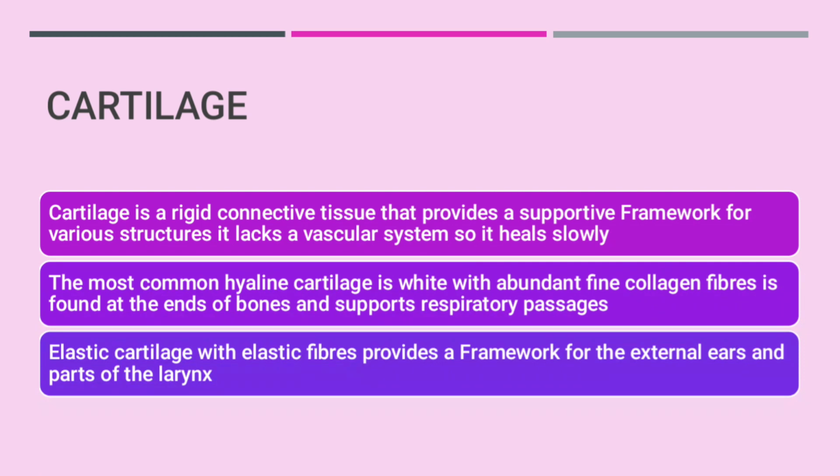the larynx. So cartilage is basically a rigid connective tissue, and it is very important for supporting the framework of parts like the ear as well as the nose, as well as forming and supporting respiratory passages as well.